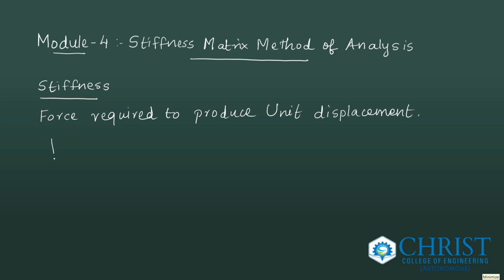So that can be explained using, consider a cantilever beam loaded at its free end with a point load. So that point load P will produce a deflection delta. Right, so as per the statement, stiffness is the force required to produce unit displacement. So when the delta becomes 1, force P will become stiffness K. It is represented by symbol K.